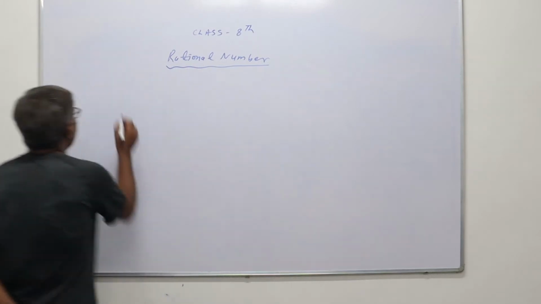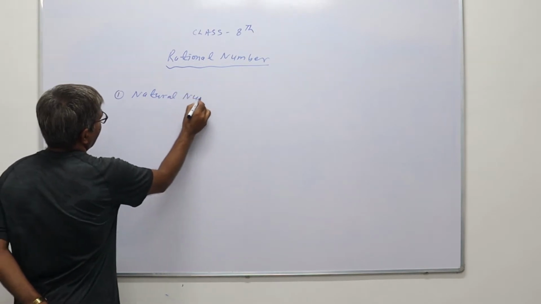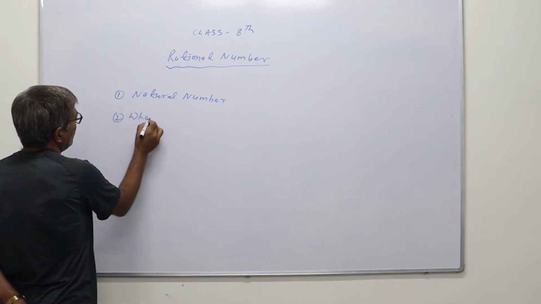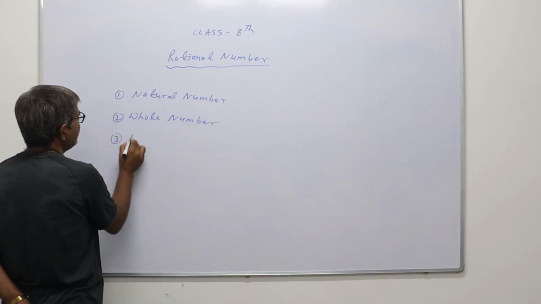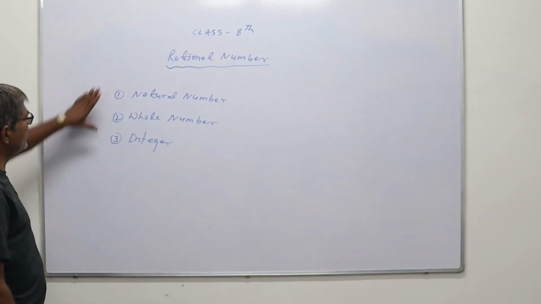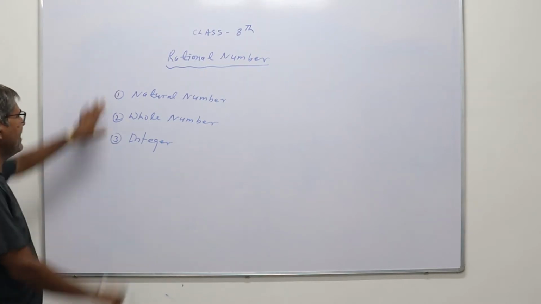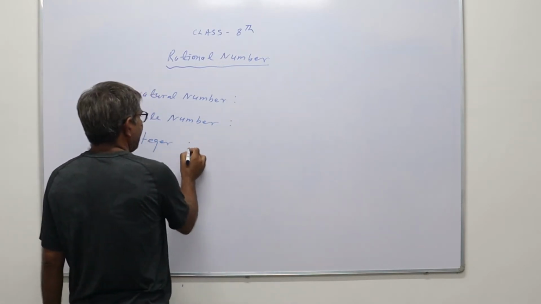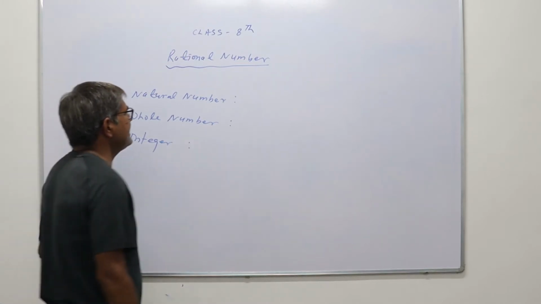That is, first one is natural number. Second one is whole number. Third one is integer. About all three numbers you have learned in class 6th and 7th. So once again we are revising here what the natural numbers are and how we will represent these numbers.